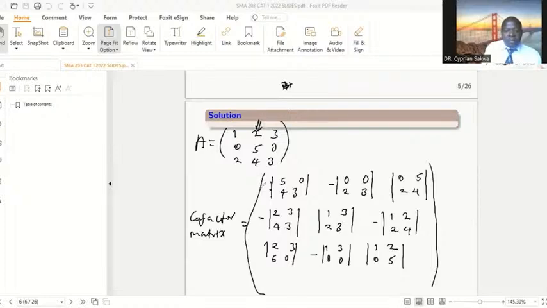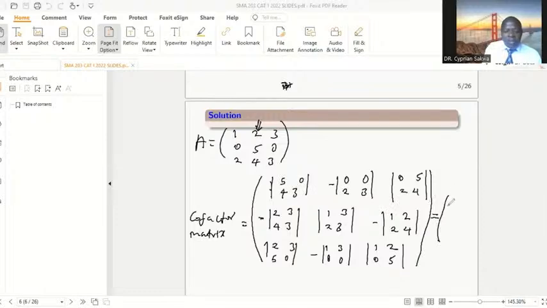Let me just reduce those brackets. Okay. So what do we get as the cofactor matrix? This will be 15 minus 0, which is 15. This will be 0 minus 0 times this negative, which will be 0. And finally, this will be 0 minus 10, which is negative 10. Just write it properly in your notes.